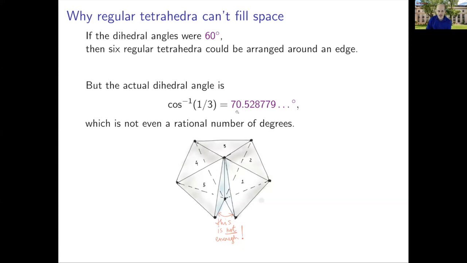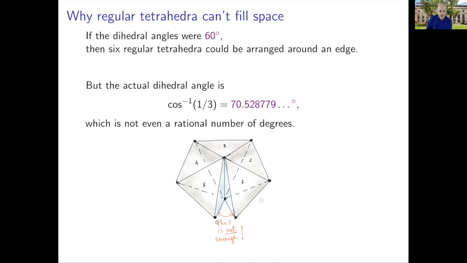In fact, it's not even a whole number. It's not even a fraction either. It's not like 70 and a half. It's just some strange number. A rational number would be any ratio of integers, like 71 divided by 2 or something like that. But it's not even like that. It's some strange number.